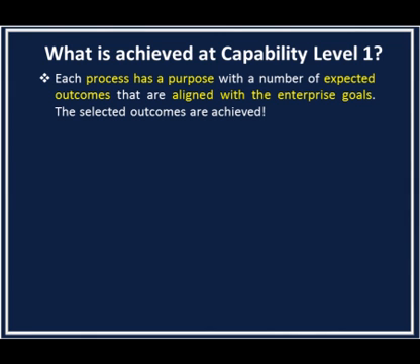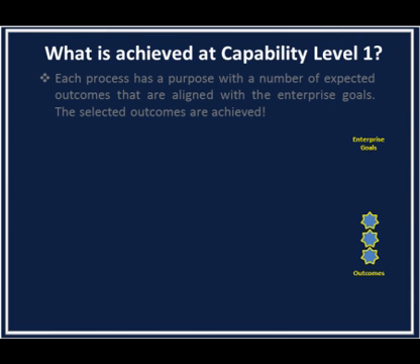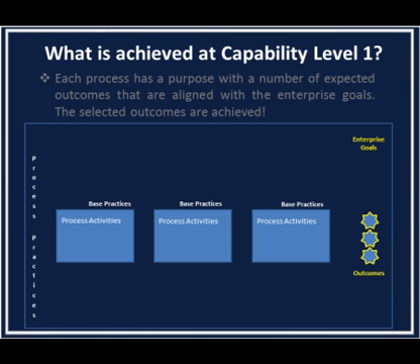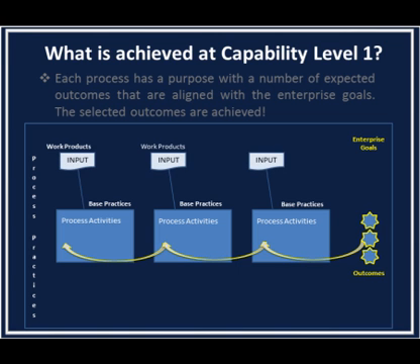What is achieved at capability level 1? At capability level 1, each process has a purpose with a number of expected outcomes that are aligned with the enterprise goals. At capability level 1, the selected outcomes are actually achieved. These outcomes are achieved through the use of process activities. These process activities have related work products as input and output.